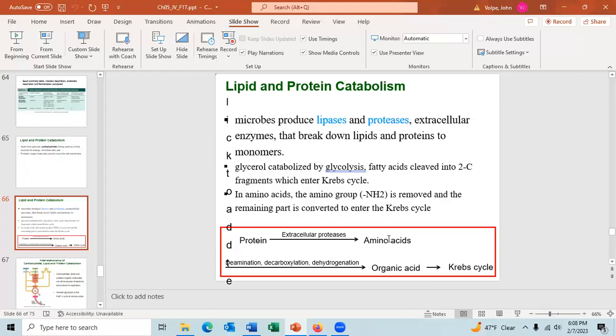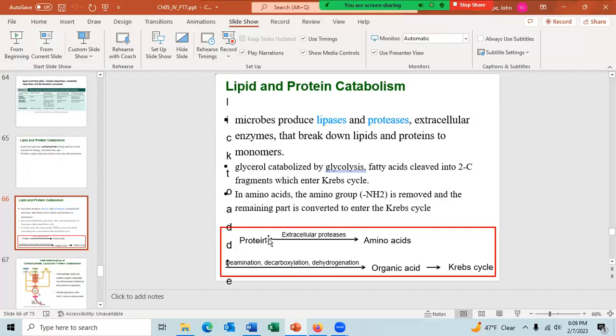I'm not sure I want to talk about this. We'll mention briefly that when proteins are digested into amino acids, the amino acids can be utilized and brought into the cell. The trouble with the amino acids is they have an amino group, that's NH2 if you remember, and that has to be removed before we can take this protein and digest it by the aerobic respiration pathway.